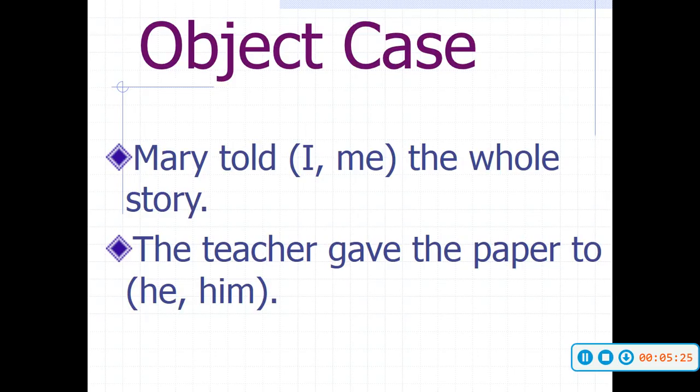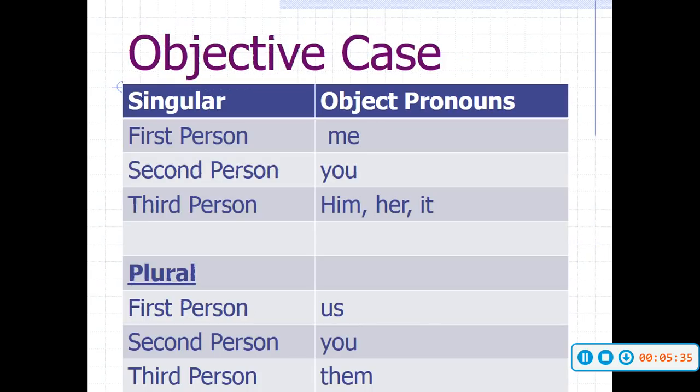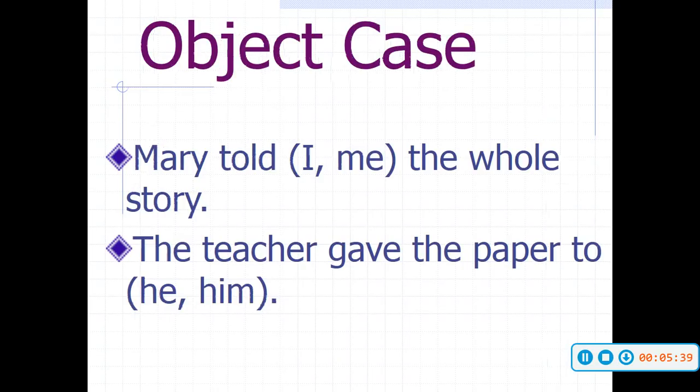Mary told I or me the whole story. Mary told me the whole story. Here, me is the object case pronoun. If I go back and I look, me is the very first one I wrote down for object pronouns. Me is receiving the action. Here, Mary is telling me the story. I'm receiving the story. Okay?